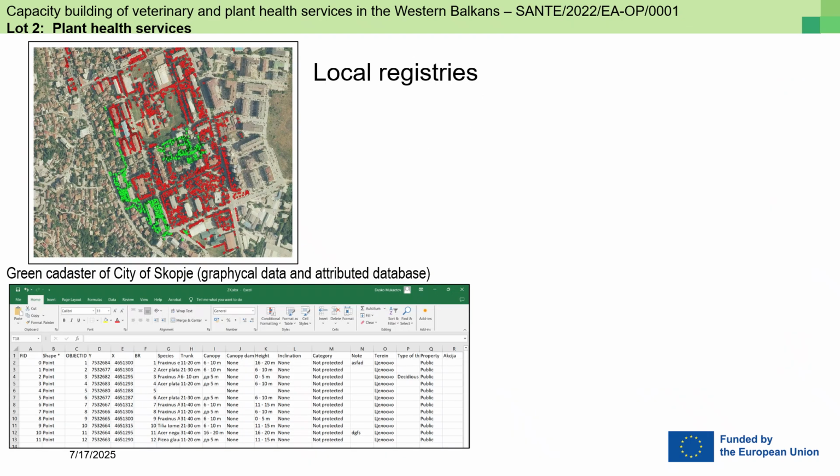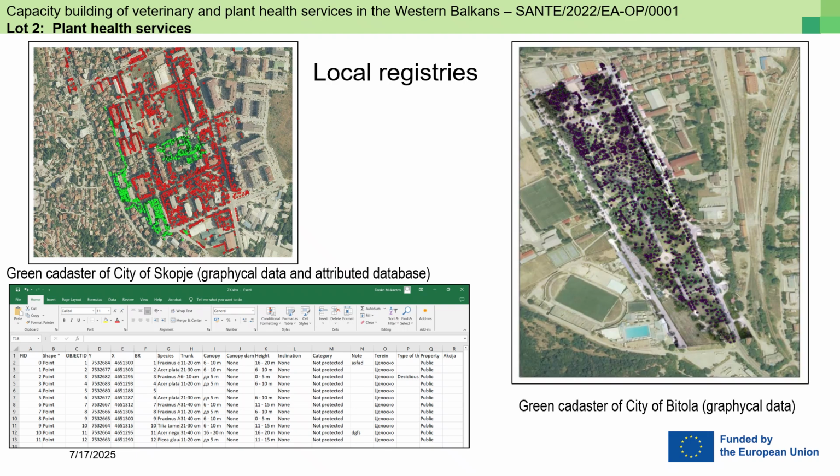Also, the municipalities have very useful official registers for our use when we need to survey parks and other plants in urban areas. The local geodatabases here: the first one is the Green Cadastre of the City of Skopje. We see graphical data and an attributed database. The second example is the Green Cadastre of the City of Bitola in North Macedonia. We see the map of the green canopy there.